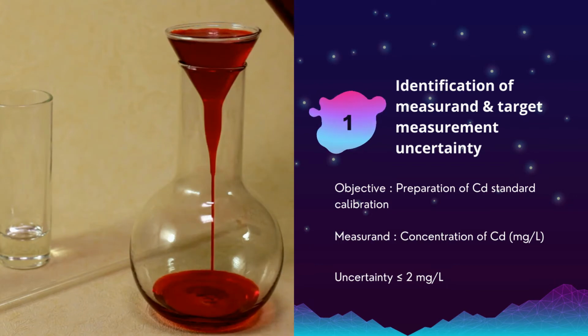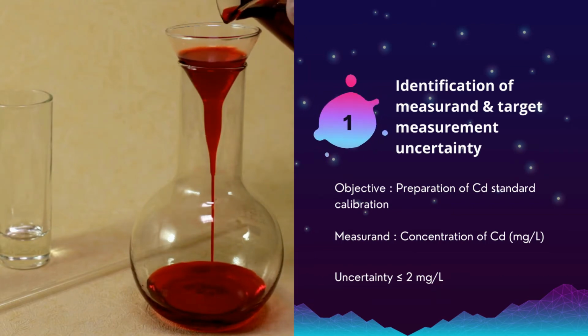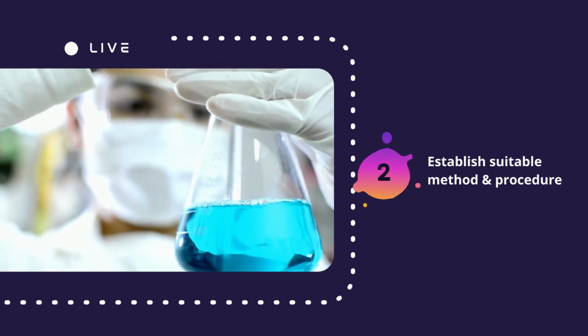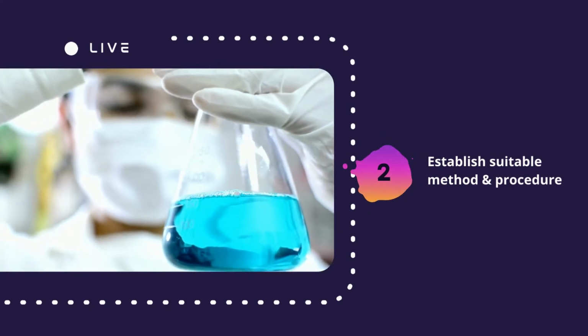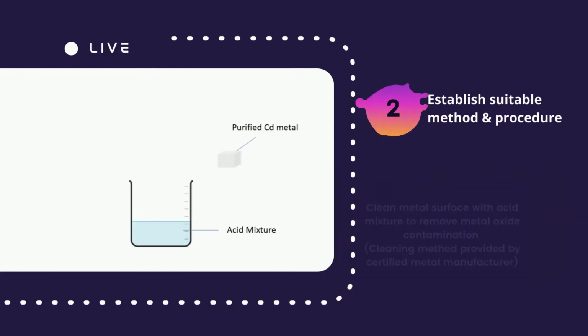The measurement is determined as the concentration of cadmium in milligram per liter, and the uncertainty is equal to or lower than 2 milligram per liter. After that, a suitable method and procedure is established. The surface of the high-purity cadmium metal is treated with an acid mixture to remove metal oxide contamination. The cleaning method is provided by the manufacturer of the metal to obtain the purity quoted on the certificate.